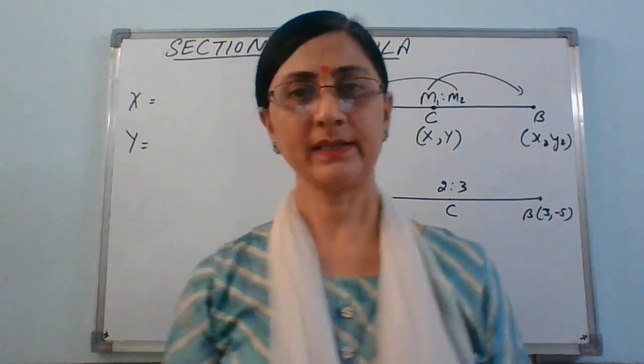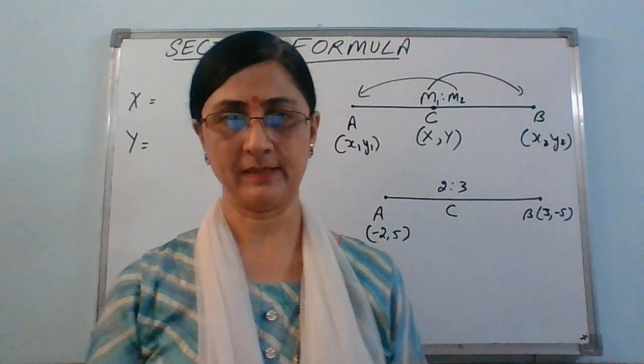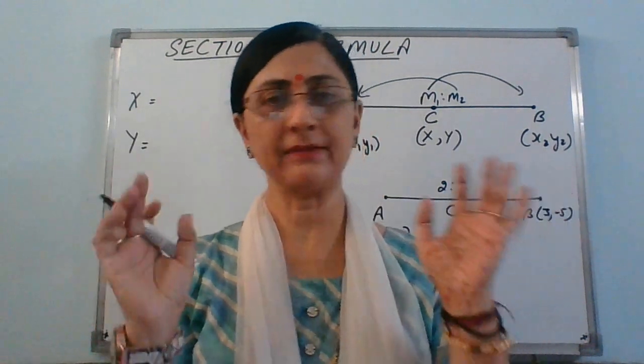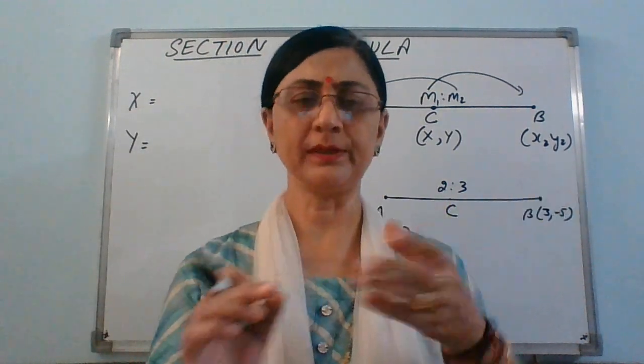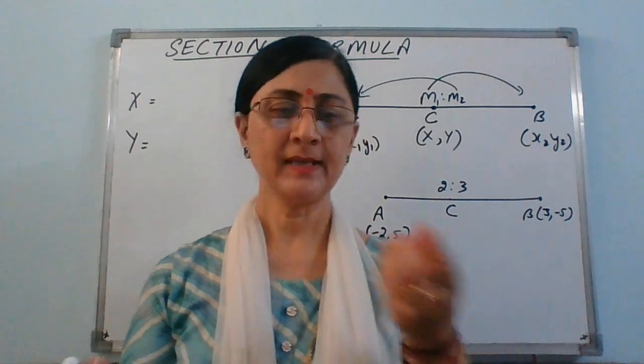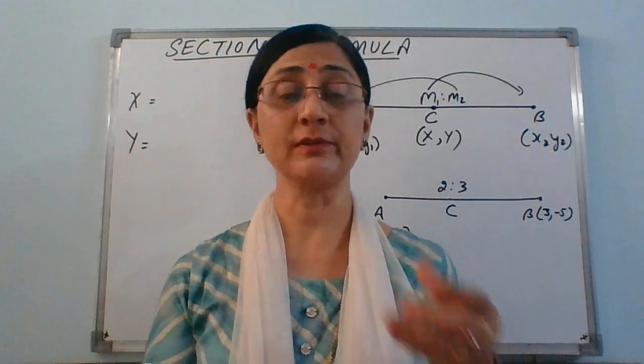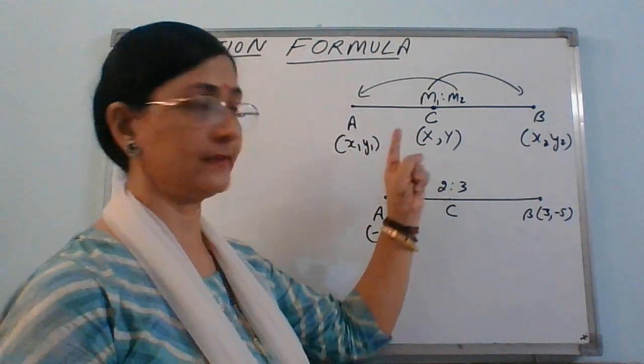Okay students, now next topic is section formula. Suppose we have a line segment, right? We have the points A and B, we have the coordinates, and there is some point in between, point C, right? And you have to find the coordinates of point C, and you know the ratio in which that point divides. For example here, right?